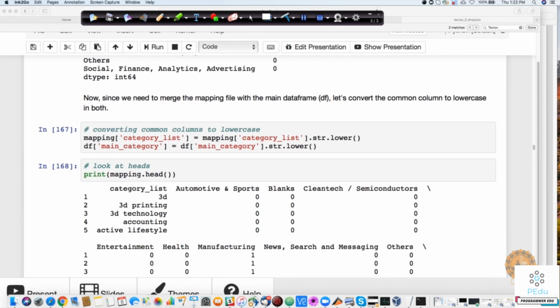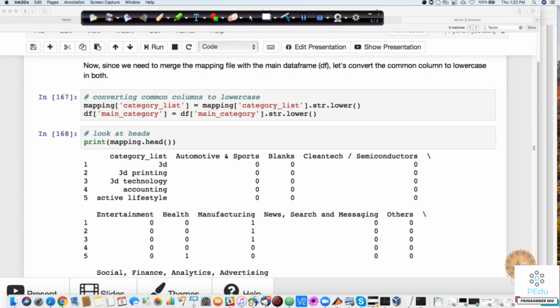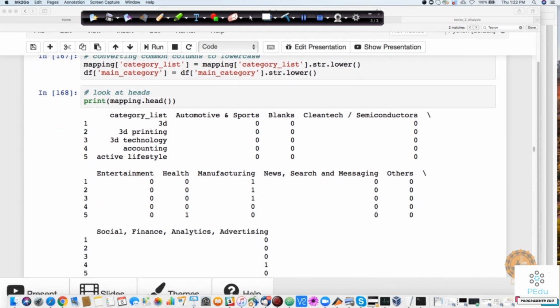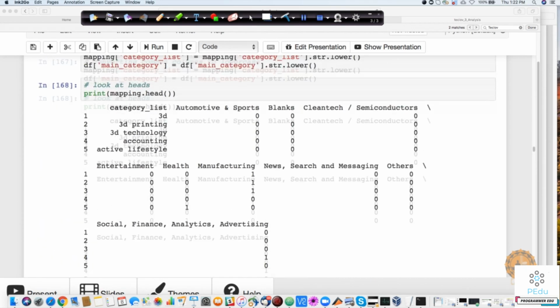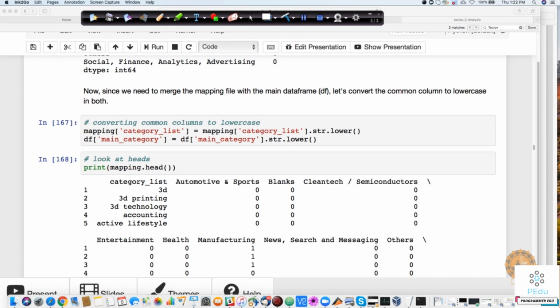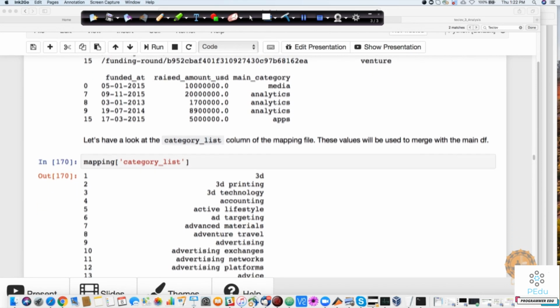Now, once we have handled the missing data, the first thing is we should convert everything to lowercase, because we are going to merge on the category list, right? And if you remember, we did the same thing for the company names earlier as well. So for the category list in my mapping as well as in DF, I am going to convert both to lowercase. Now let's look at the data. For mapping it looks like this, and for DF it looks like this. So clearly we have the category list, which is common in both, and we can use it to do a combination.